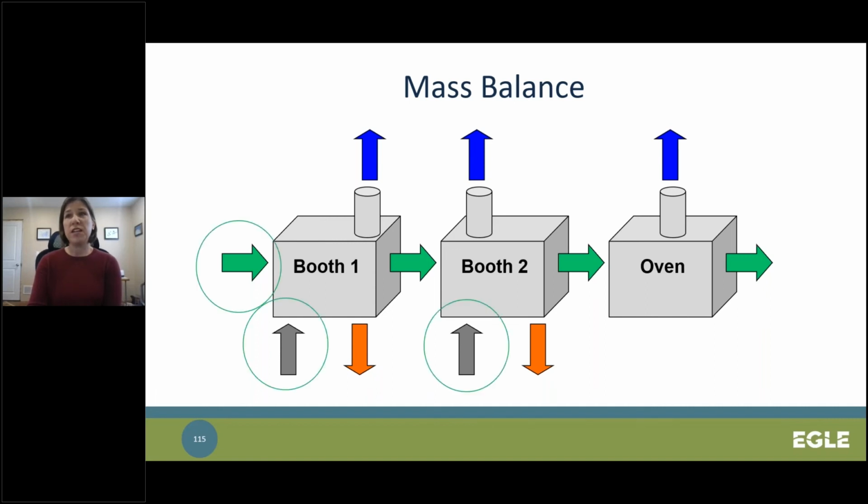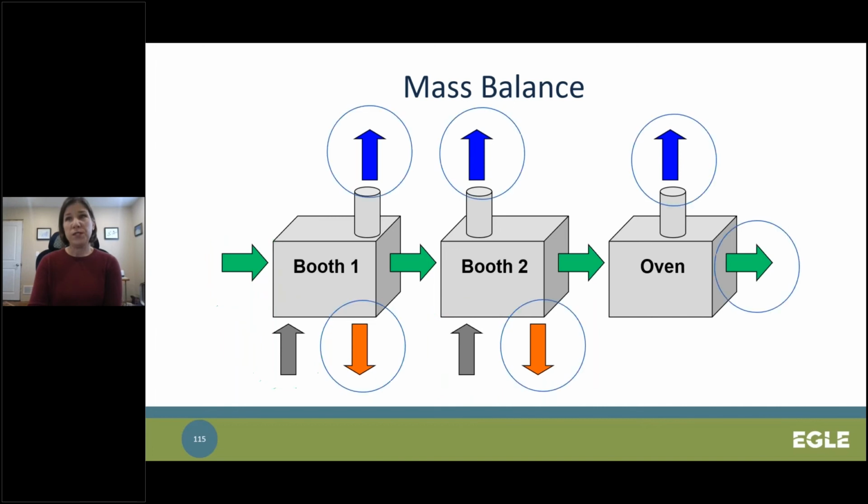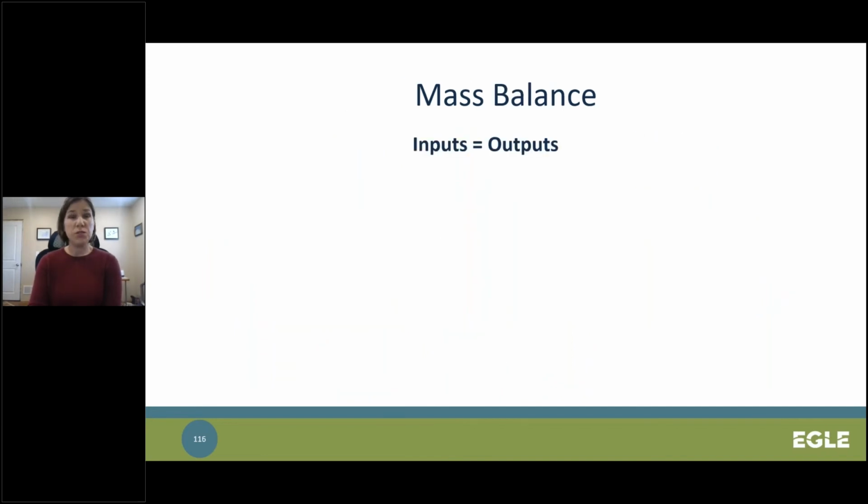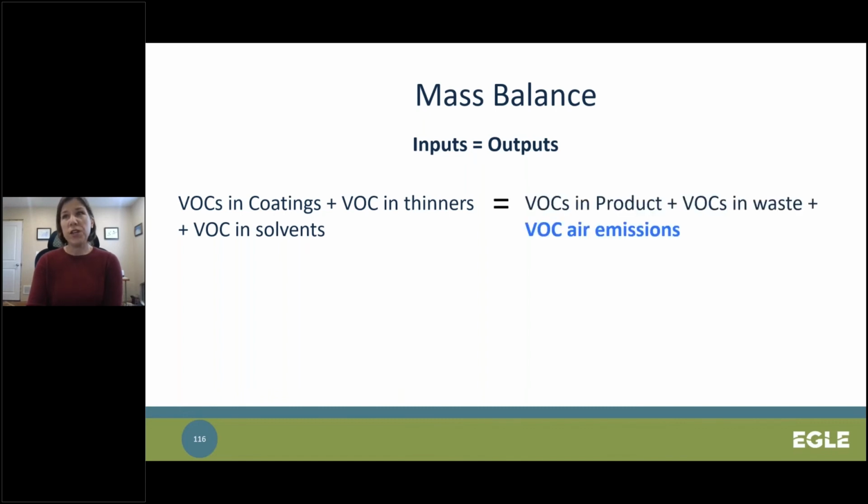Inputs are raw materials added to the process, which for a coating line includes coatings, thinners, solvents, and uncoated parts. Outputs are the coated product, solid and/or liquid waste, and air emissions. So to calculate VOC emissions from a coating line, we need to quantify the VOCs in the inputs, which includes coatings, thinners, and solvents. We would also need to quantify the outputs, which includes VOCs remaining in the final product and VOCs collected in any solid or liquid waste.